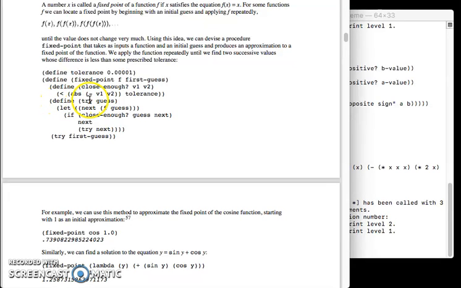Define the procedure try that takes guess. Let the value next be the expression f applied to guess. If close enough applied to guess and next is true, then return next. If not, apply try to next.